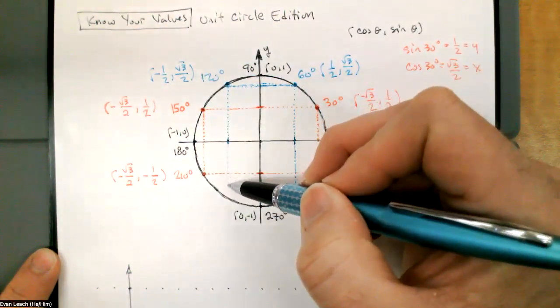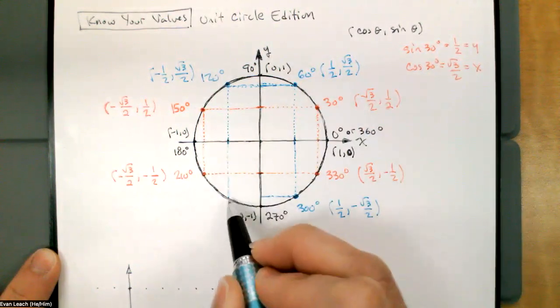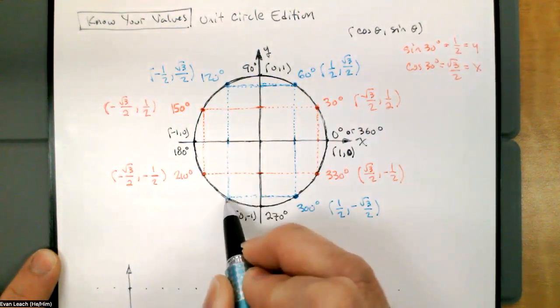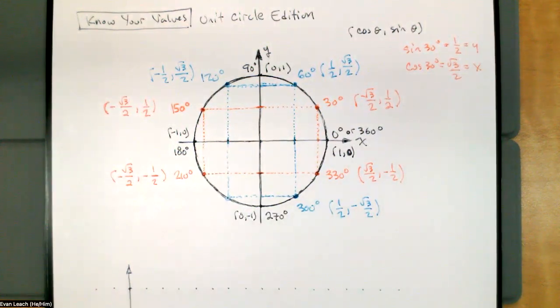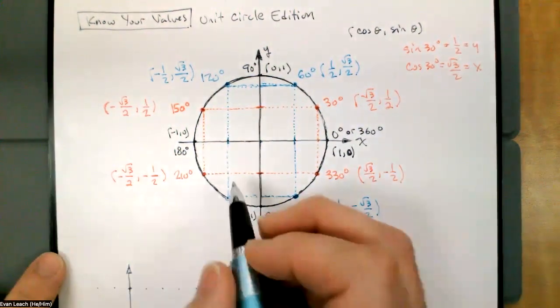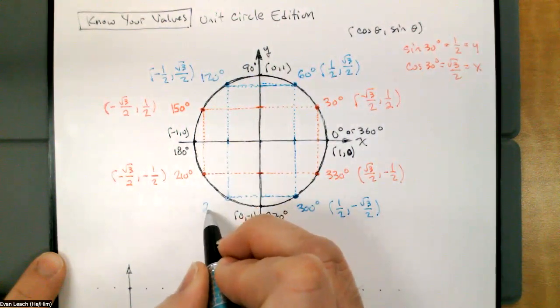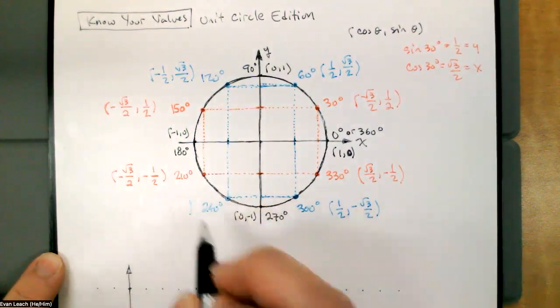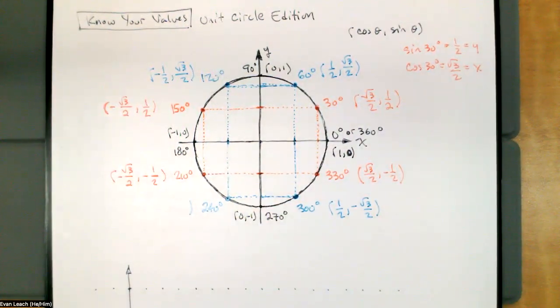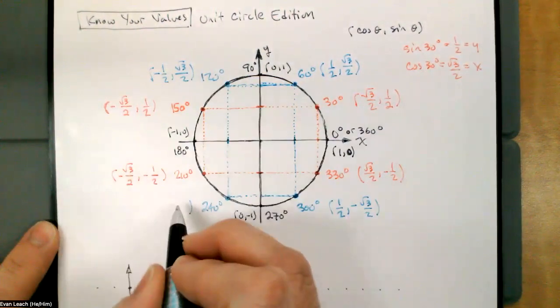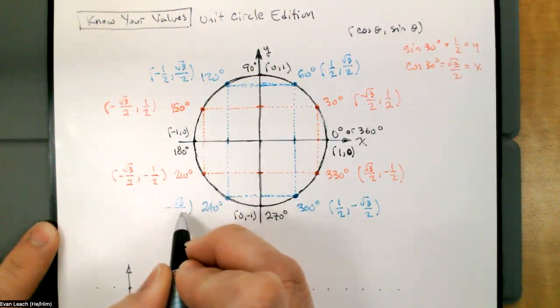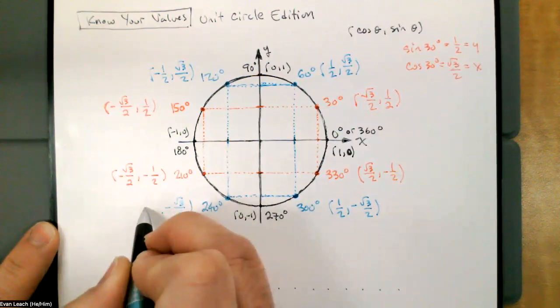And finally, we drop down to here in the third quadrant to find the 60-degree reference angle in the third quadrant, 240. Now we're in the third quadrant. Both x and y are negative. My y coordinate is negative root 3 over 2. And our x coordinate is negative 1/2.